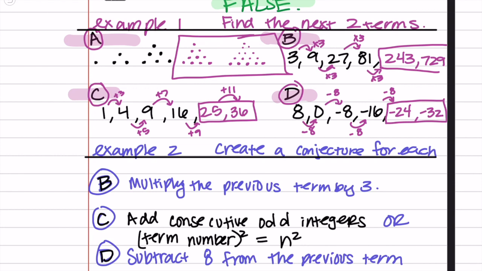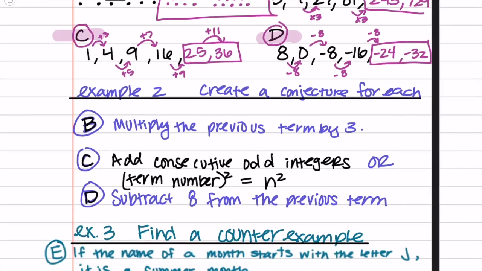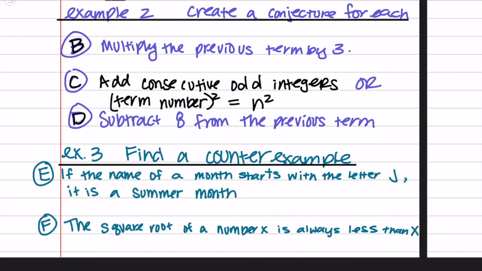Now, these go together. Example 3, right? This is where I'm going to show you how to find a counterexample. So for example, if the name of a month starts with the letter J, it is a summer month. Okay, so we know we're looking for a name of a month. It has to start with the letter J, and that means it is a summer month. Well, let's find something that makes it false.